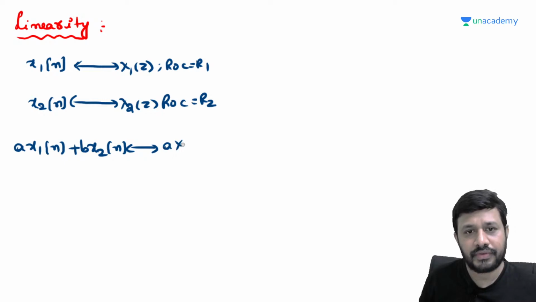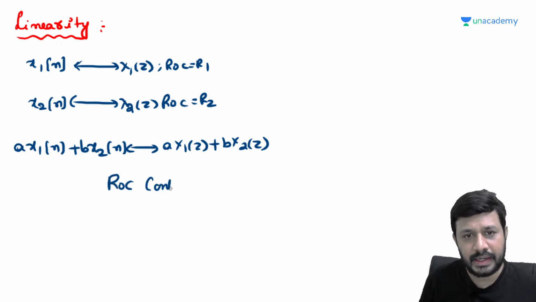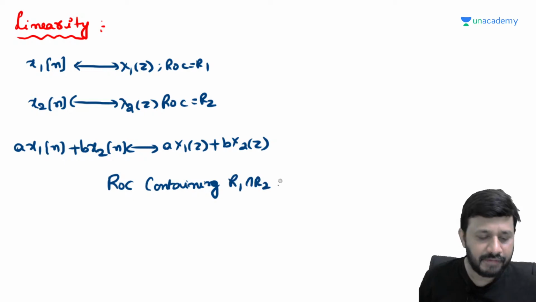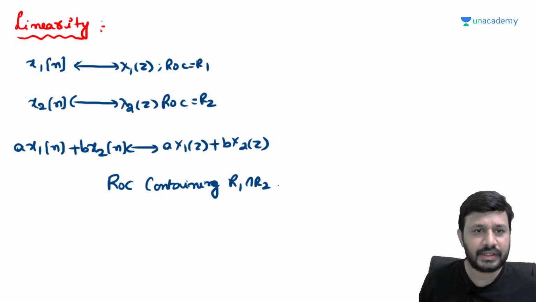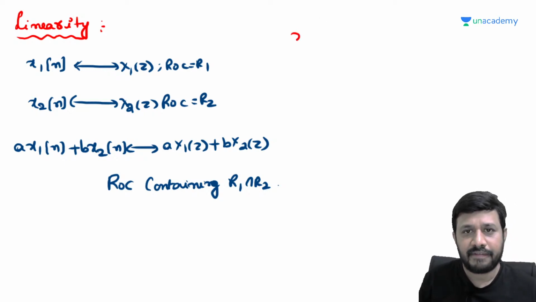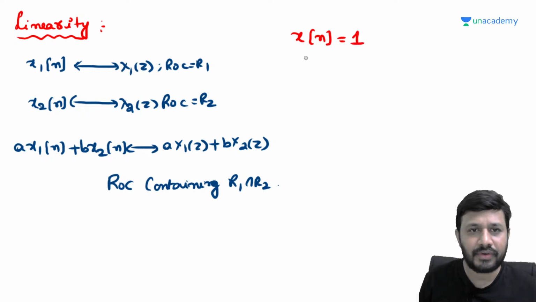a x1 of z plus b x2 of z with ROC containing R1 intersection R2. Remember, for linear combination you must have common ROC. If common ROC does not exist, the Z transform will not exist for the linear combination. For example, suppose I take the signal x of n is equal to 1. Now, does the Z transform exist?